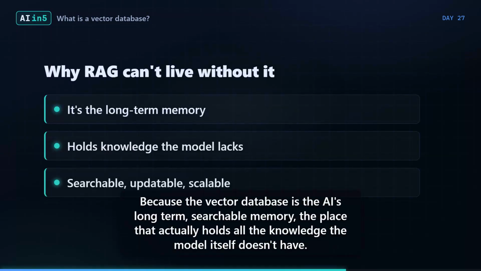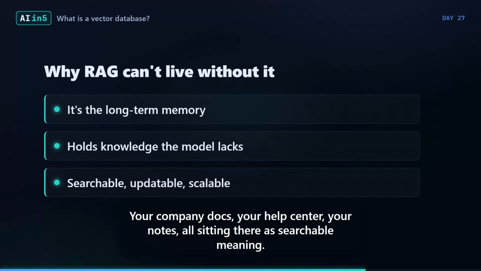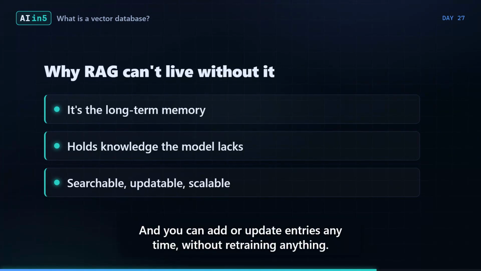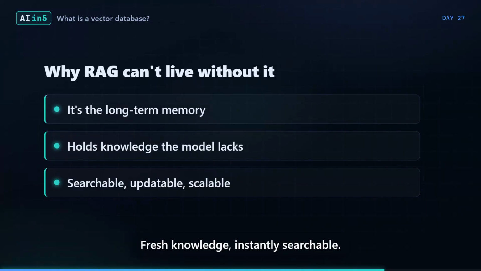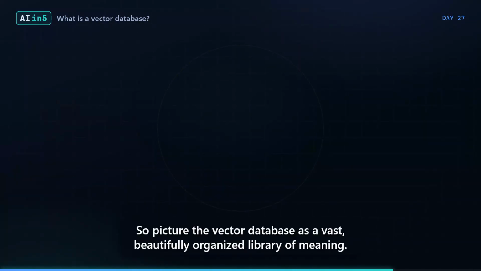So why does this matter for RAG? Because the vector database is the AI's long-term, searchable memory, the place that actually holds all the knowledge the model itself doesn't have. Your company docs, your help center, your notes, all sitting there as searchable meaning. And you can add or update entries anytime, without retraining anything. Fresh knowledge, instantly searchable. That's the dream we set up 2 days ago.